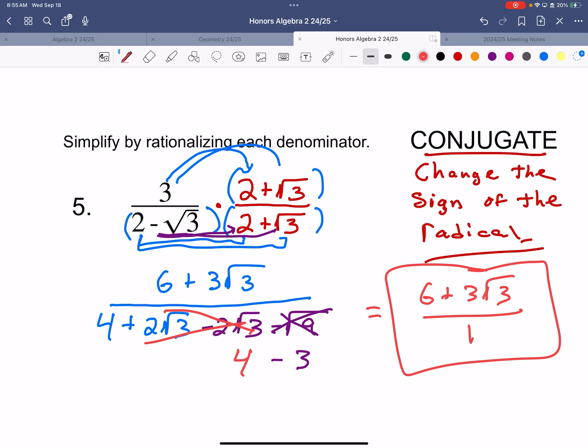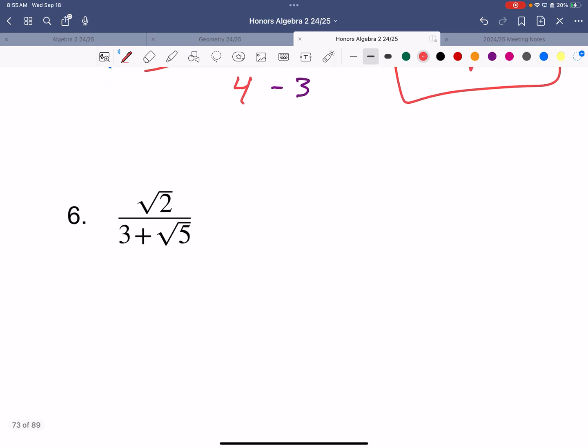But now we've got rid of that radical in the denominator. It's not down there anymore. And we did that by making a conjugate. The conjugate is made by changing the sign of the radical when you have 2 terms in the denominator. Okay? So let's look at this example.